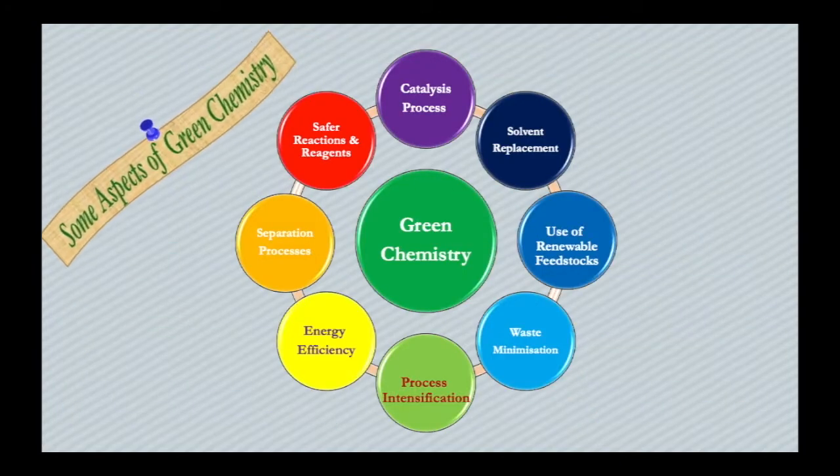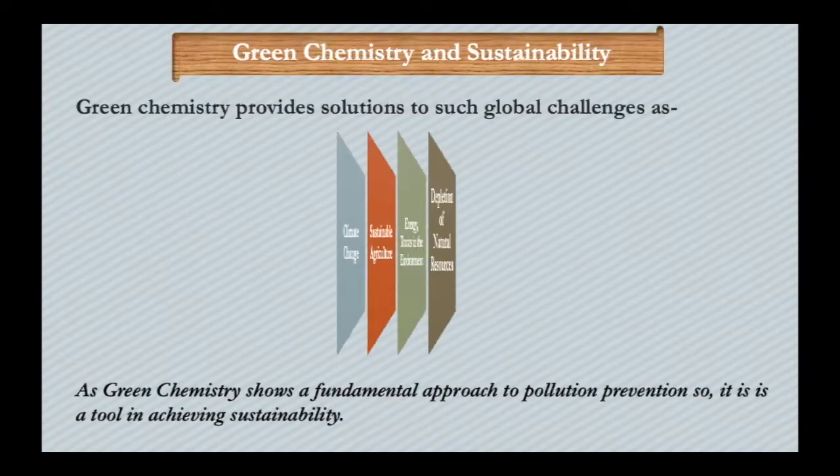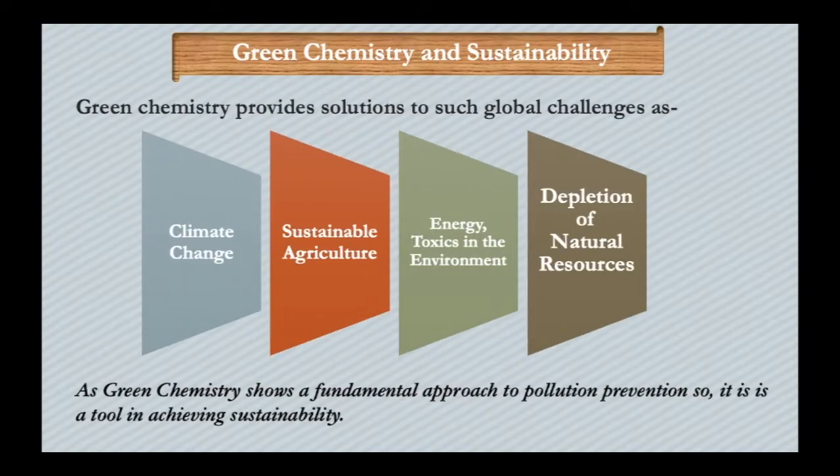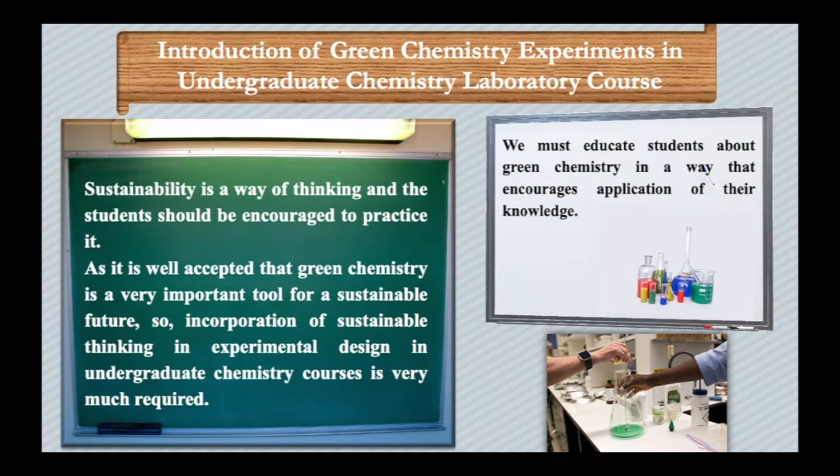Here I have shown some important aspects of green chemistry, such as catalytic processes, use of renewable feedstocks, safer reactions and reagents, etc. So, green chemistry provides solutions to global challenges such as climate change, sustainable agriculture, energy, toxics in the environment, and depletion of natural resources. As green chemistry is a fundamental approach to pollution prevention, it is a tool in achieving sustainability. It is very important to learn and build a sustainable culture for the long run of human civilization.